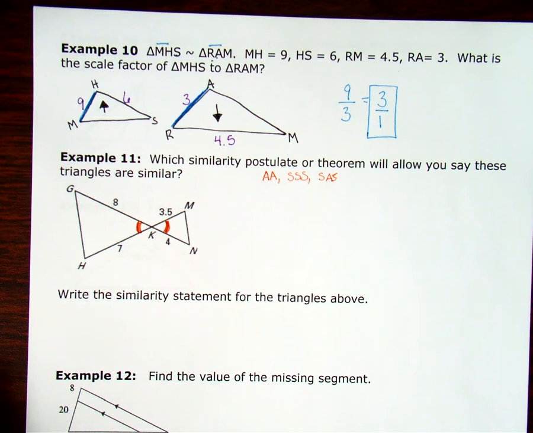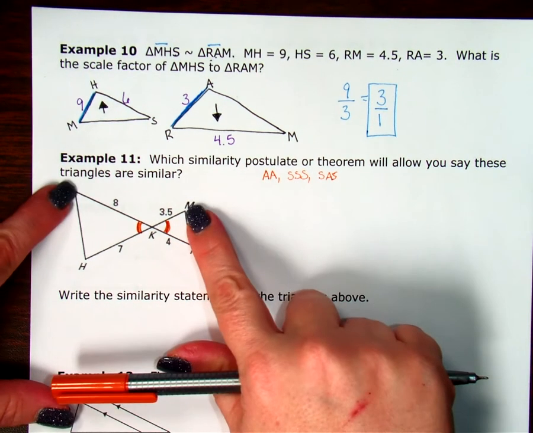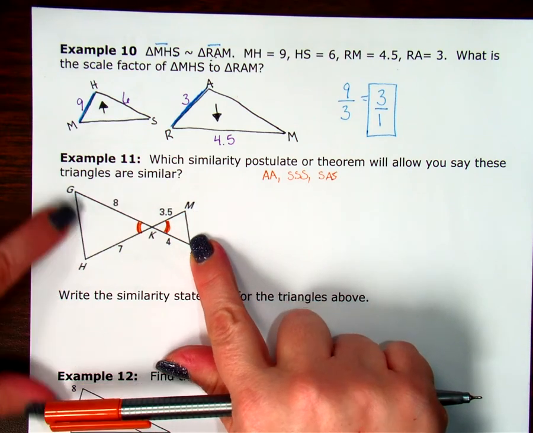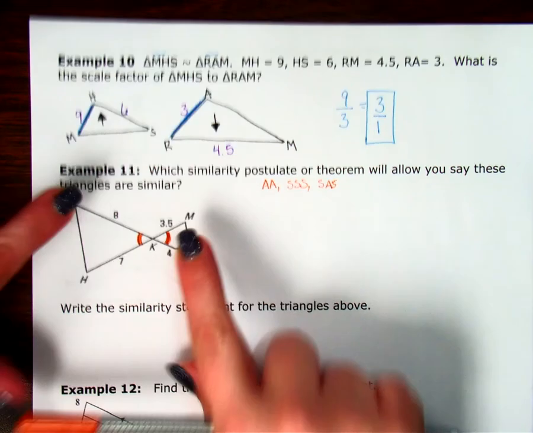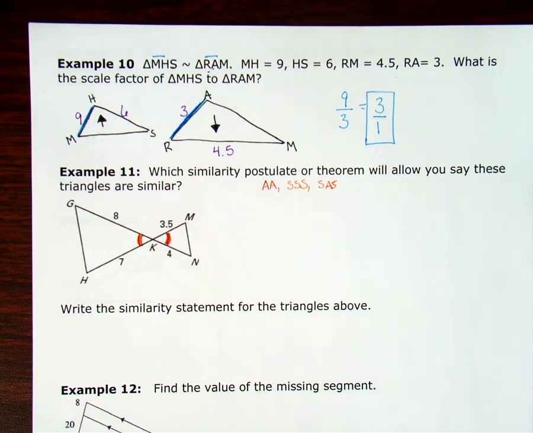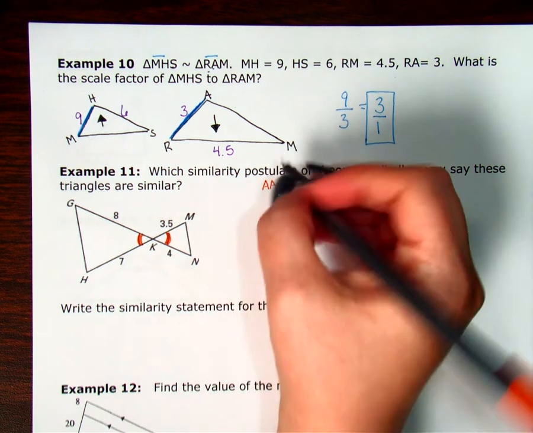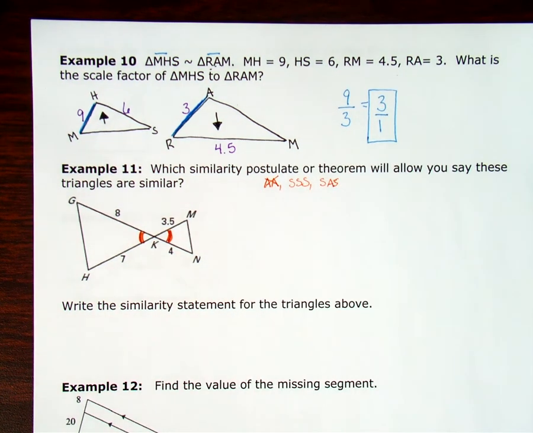So I've got one angle for sure, but I don't have any other angles. We have found other angles in this type of picture in the past when I've been told these were parallel, because then we had our alternate interior angles congruent. But I don't have parallel symbols, so I can't just assume that they're similar. So I only have one angle. I'm not going to be able to use angle, angle.